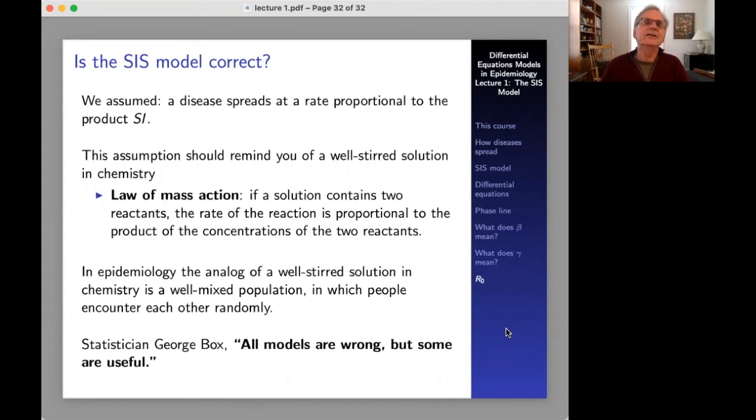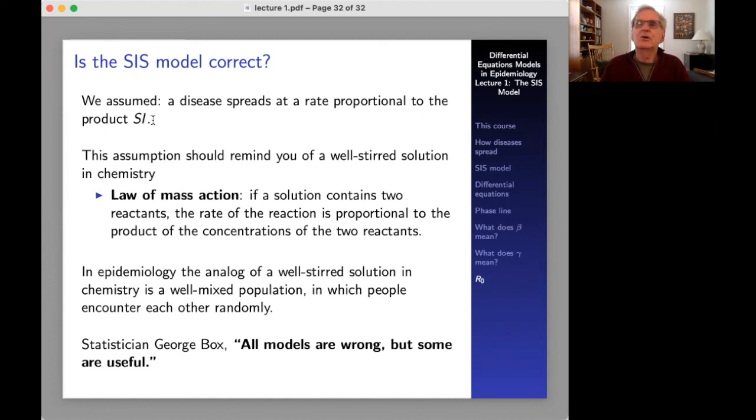Okay, we're at the end of our lecture. We've talked a lot about the SIS model. Let's stop and ask ourselves, is it correct? So you may have noticed a few fishy things, using differential equations for taking derivatives when there's only a finite population. That's sort of standard math stuff. Let's not worry about that. You did that in your calculus course. The important thing is that we assumed that a disease spreads at a rate proportional to the product SI.